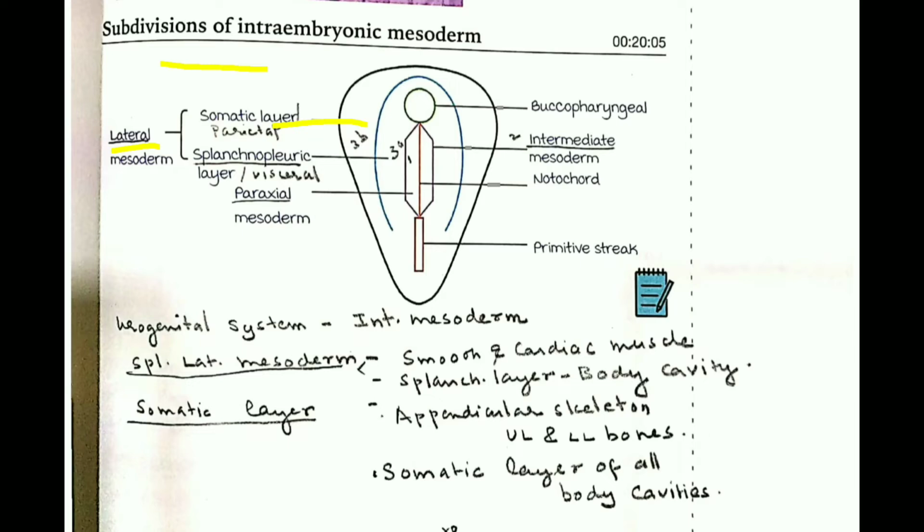So the paraxial mesoderm, which is this one, which is lateral to the notochord, and then the intermediate mesoderm, then the lateral mesoderm, which has the somatic layer or the parietal layer of lateral mesoderm and the splanchnopleuric layer of lateral mesoderm. So these are the subdivisions of intraembryonic mesoderm.